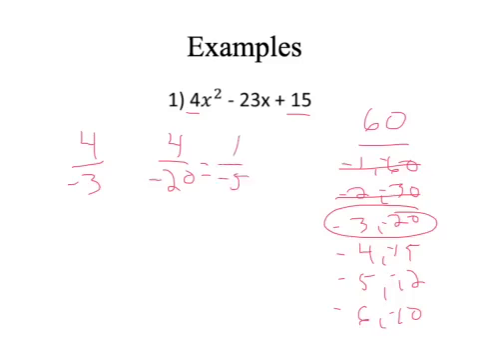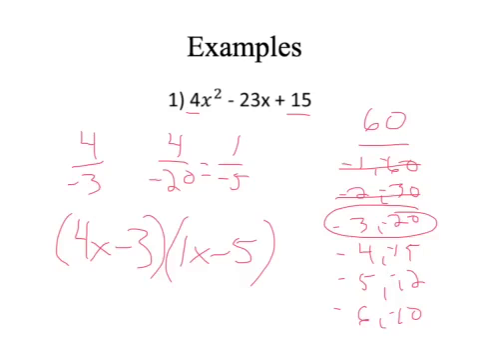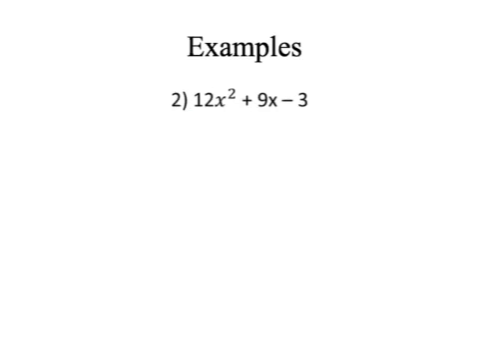So now these fractions we're going to turn into binomials. You put your top number first, and the top number always goes with an x. So it becomes 4x minus 3. And then my second fraction is 1 over negative 5, so that becomes 1x minus 5. If you multiplied that out, if you distributed twice, you would get back to the 4x squared minus 23x plus 15.